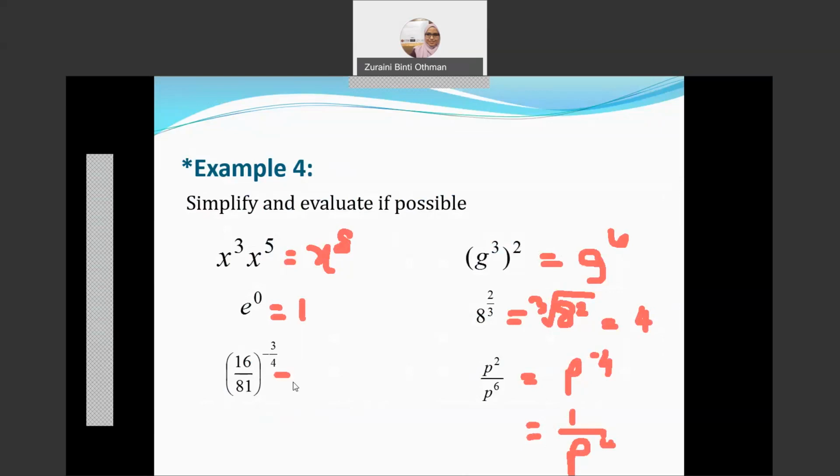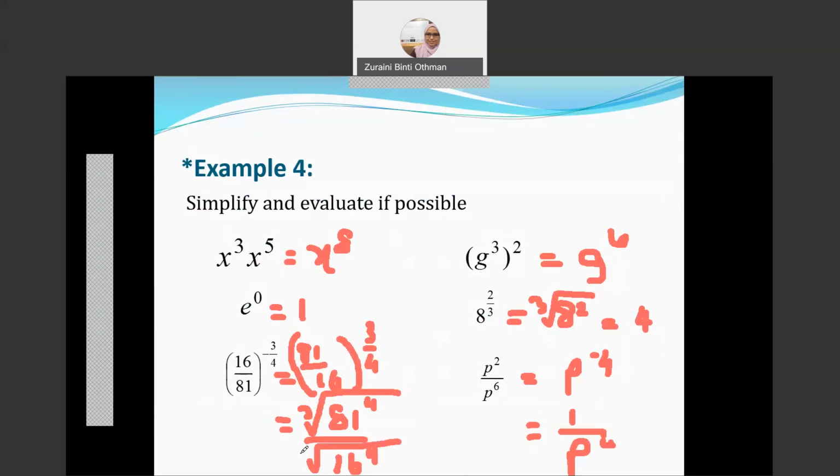Okay, so now this is what? We look at this. This is negative. Can we change the negative number to positive? We get 81 divided by 16, power of 3 over 4. So no more negative power now. Then we solve it: now it is 81 power of 4 root 3, divided by 16 power of 4 root 3, then you get 27 over 8.